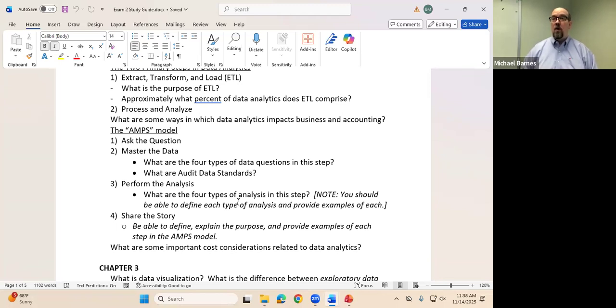Predictive says what will happen, and then prescriptive says based on what we think will happen, what should we do? Very important to understand that, and very important to understand the context in which we use that. So not only do you need to know the definitions, but you need to be able to identify examples.